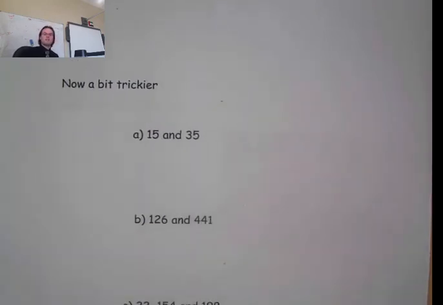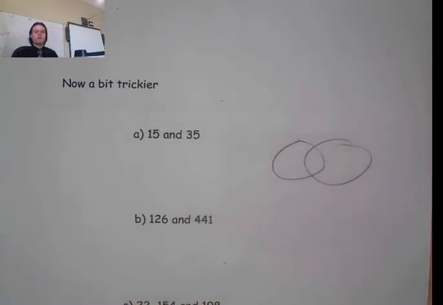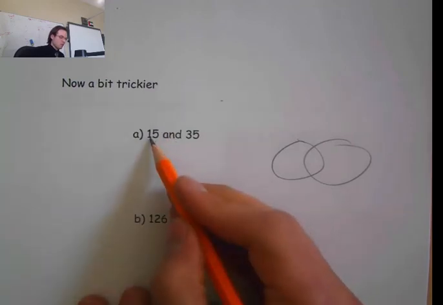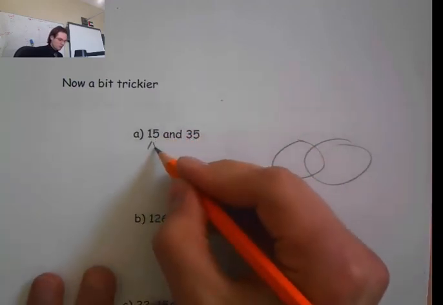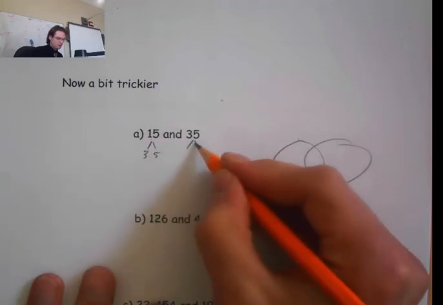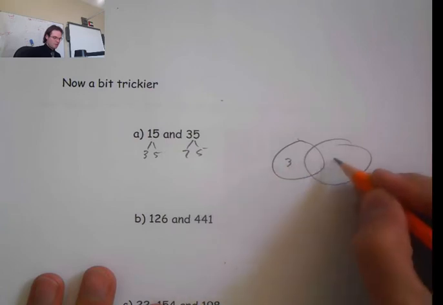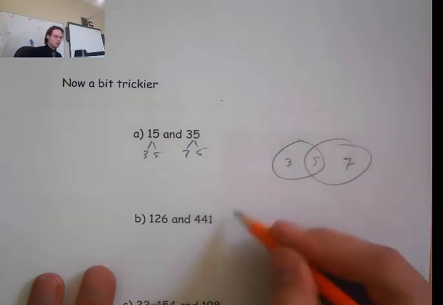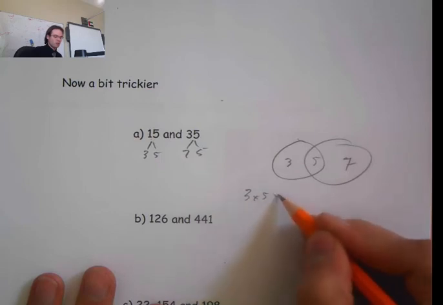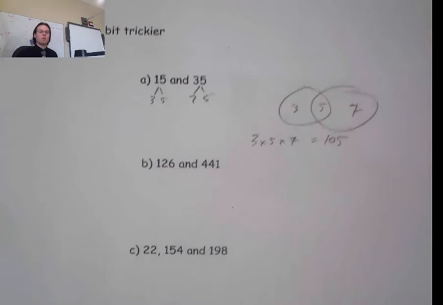Now we're going on to a little bit trickier ones. We want 15 and 35. How do I do this one? Okay? Once again, we're going to do a Venn diagram. Okay, we multiply everything together. So 15 and 35. We have 3, 5, 7, and 5. So we have a 3, and we have a 7, and 5 is shared. So that's 3 times 5 multiplied by 7, which gives me 105.